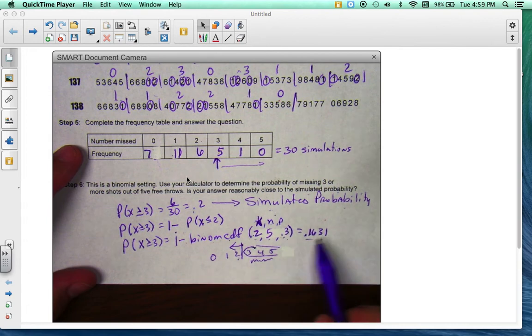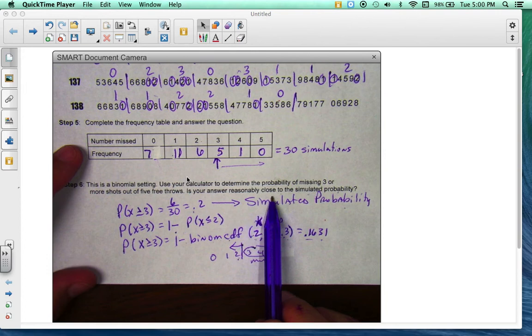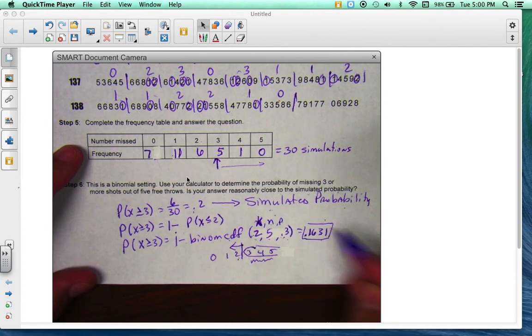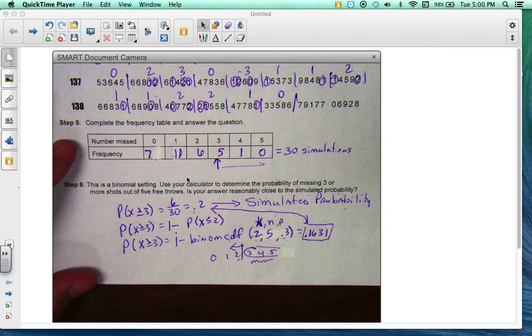And it says, is your answer reasonably close to the simulated probability? This is close to that. So yes, they are relatively close.